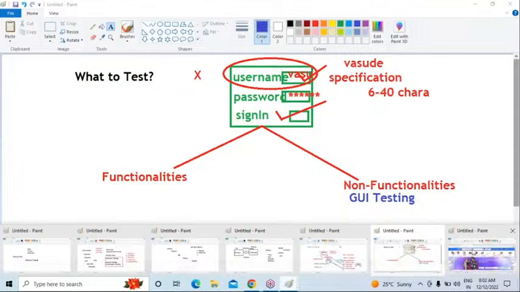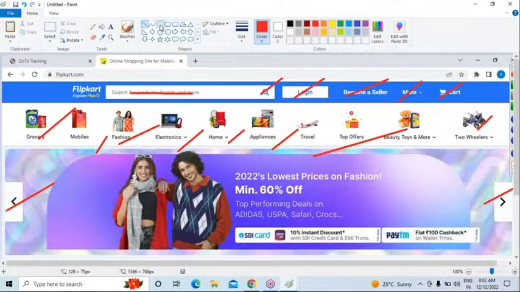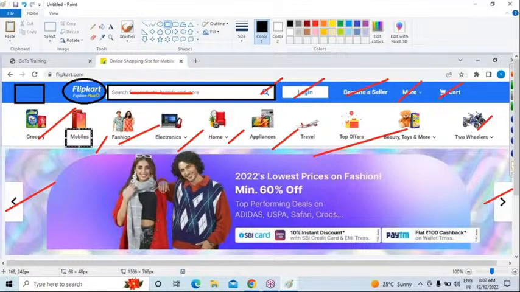Coming to this flip chart, here the GUI is the look and feel of the application. Basically, is the logo properly visible or not, and is it properly aligned or not? Sometimes the login will be overlapping here. So we need to check the alignments, the background color, the font color, and the font style. All of these come under GUI testing, the graphical user interface testing.